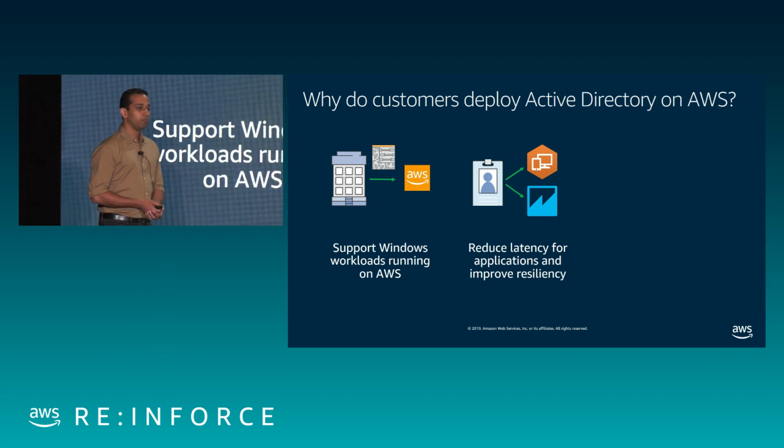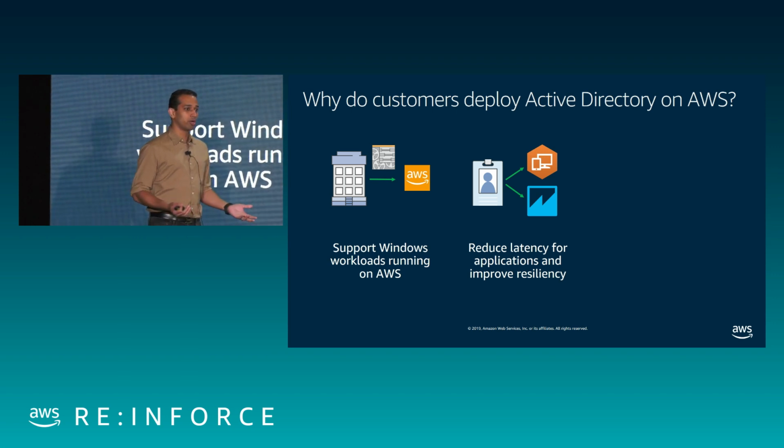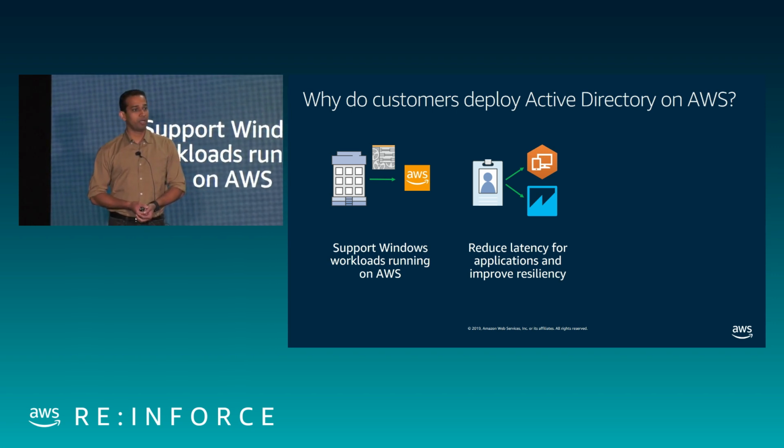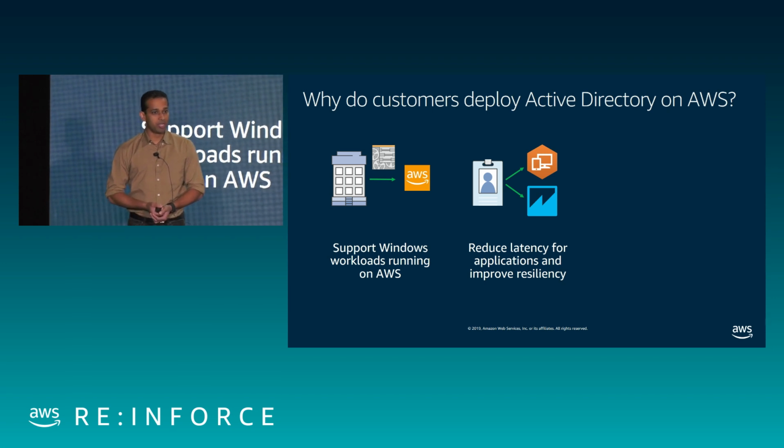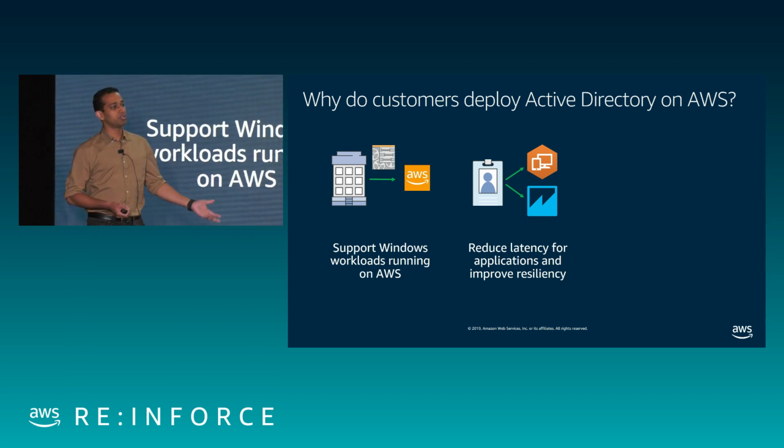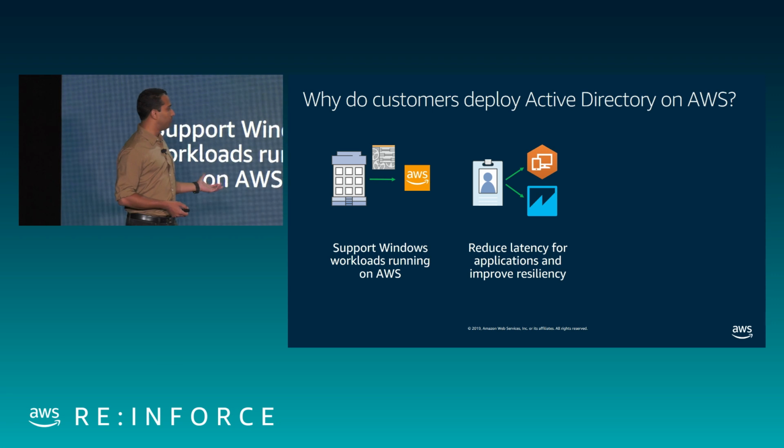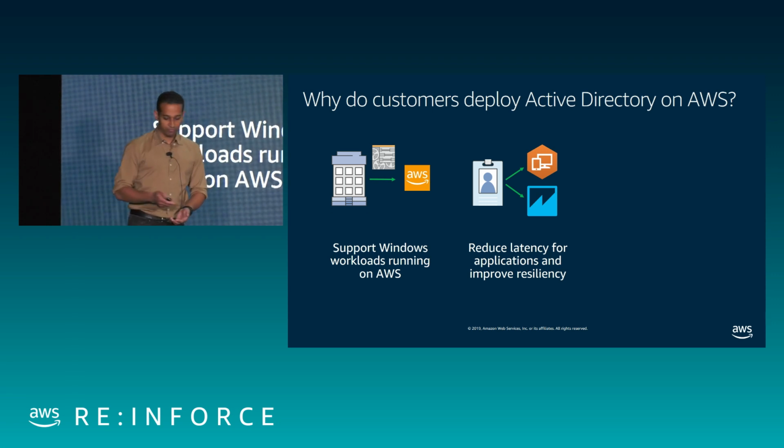Also resiliency, right? What happens if you have an issue with the network? What if you have an outage with one of the network links connecting your on-premises to AWS? Then the directory becomes unavailable, which causes application issues. So to mitigate both of those, people deploy Active Directory on AWS.